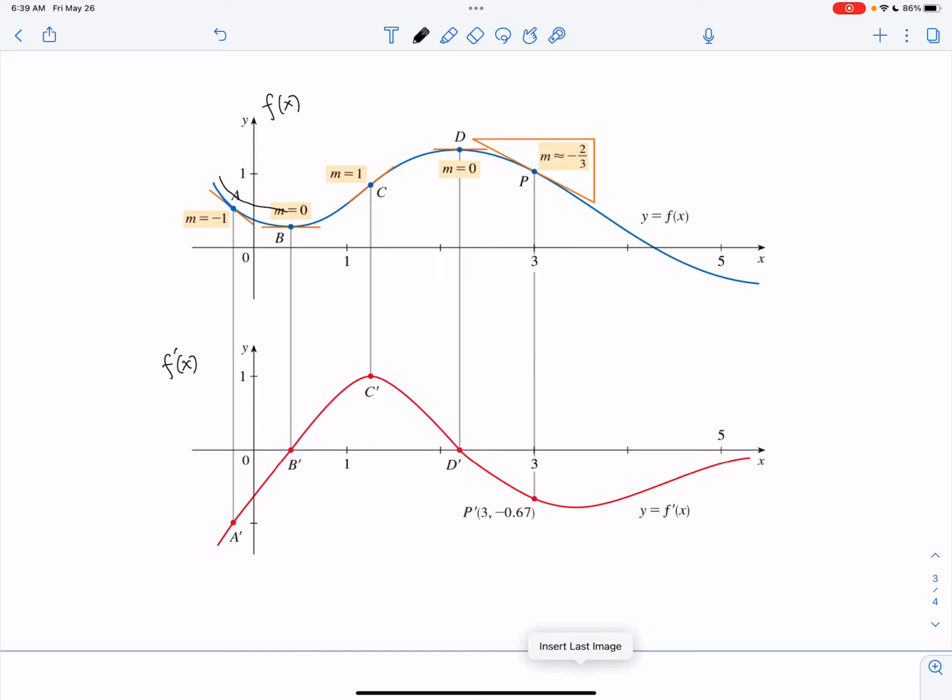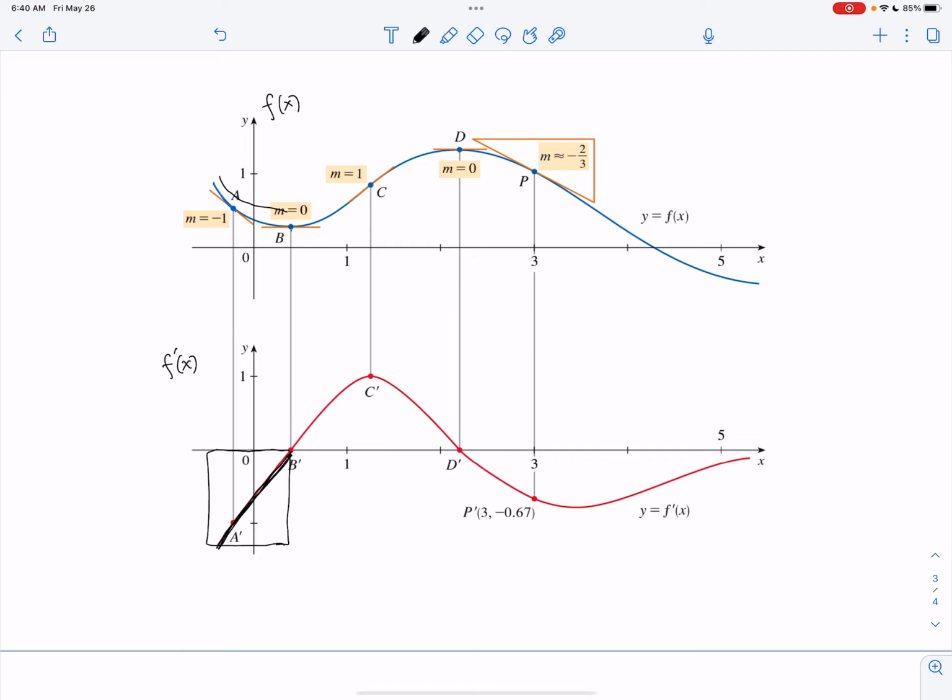So that's why these are negative, right? This curve is below the horizontal axis, so it's negative because the original function tends to have this downward trend. And then it moves up, right?